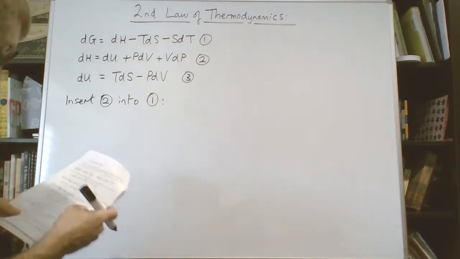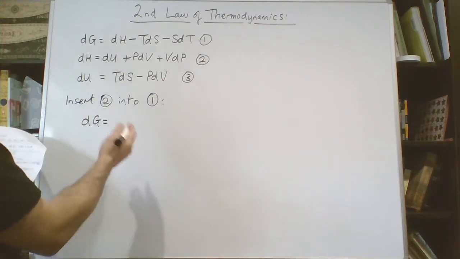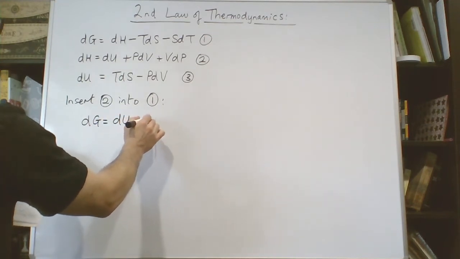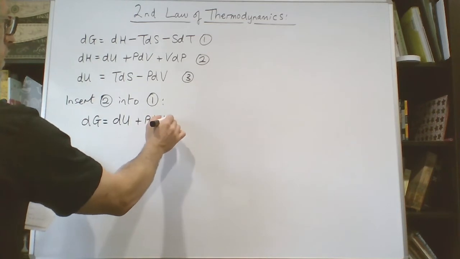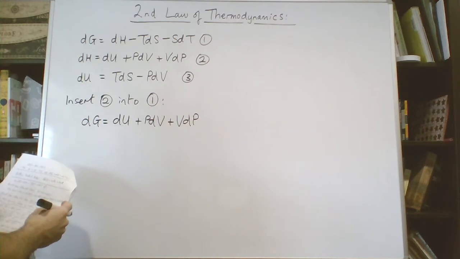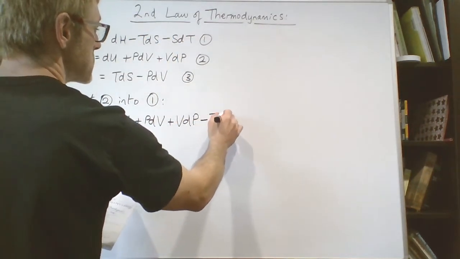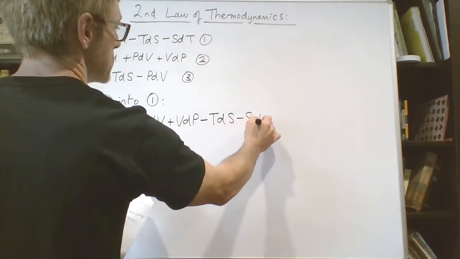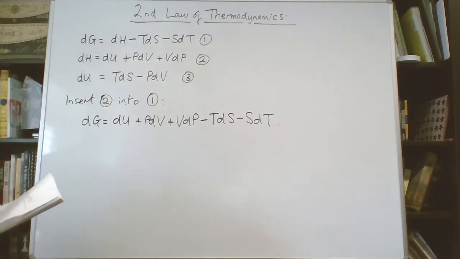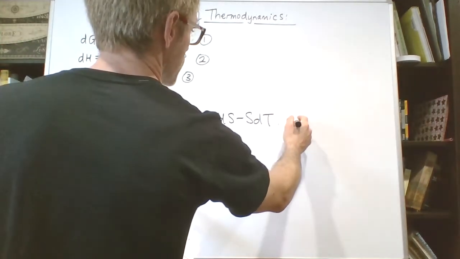now this is fiddly, so we have to be careful we don't lose anything. So we have dG is dH, where dH now is dU plus PdV plus VdP. And then I've still got this material here, so minus TdS minus SdT. Let's call this equation 4.